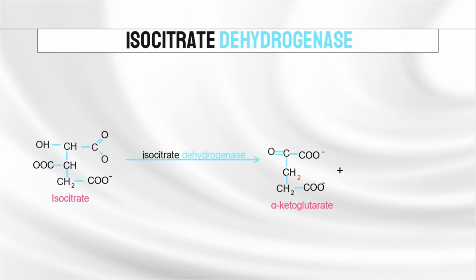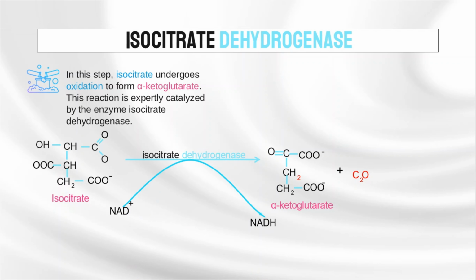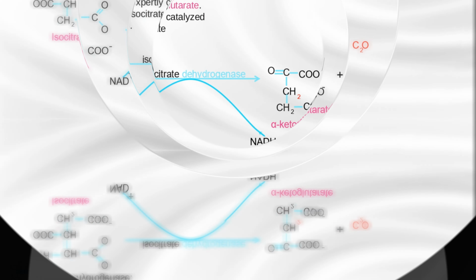Think of this enzyme as a skilled alchemist, converting isocitrate into a more reactive form. During this process, isocitrate is not just transformed, it's also decarboxylated, meaning a carbon dioxide molecule is released. Additionally, the reaction produces NADH, a high-energy molecule that plays a pivotal role in the electron transport chain.